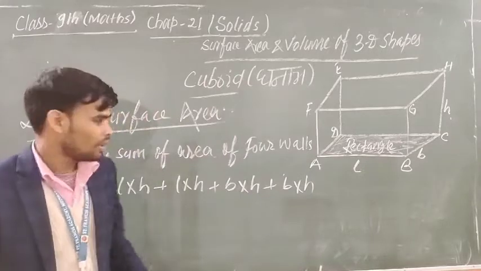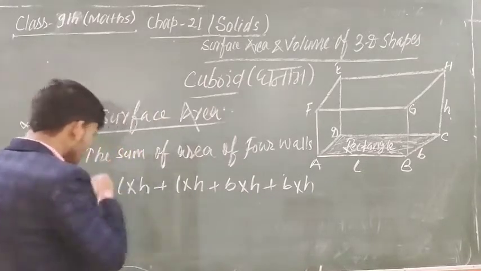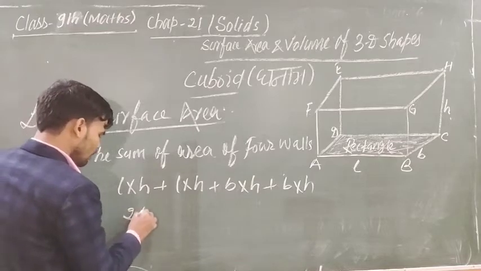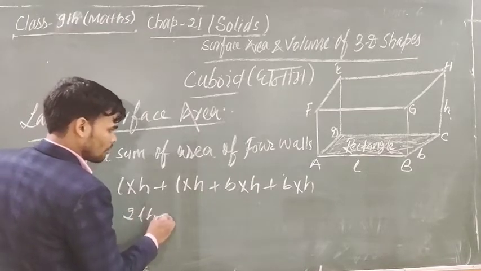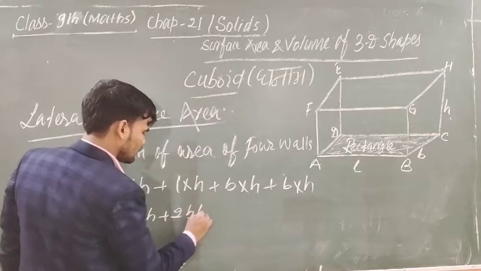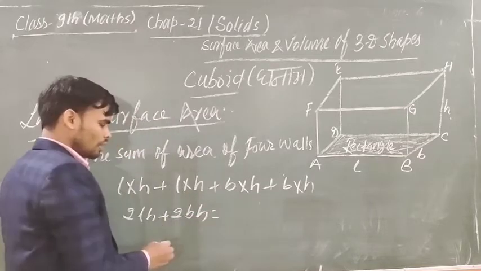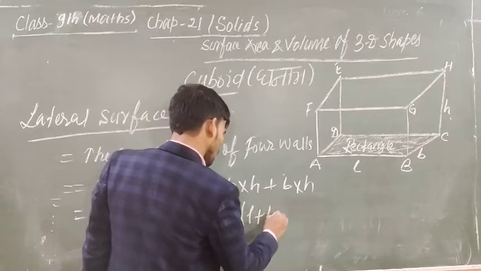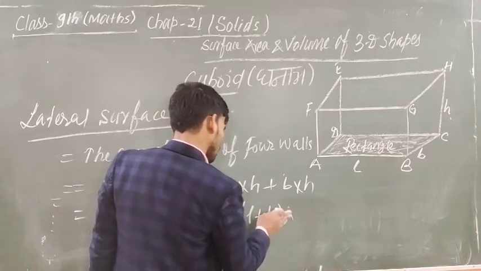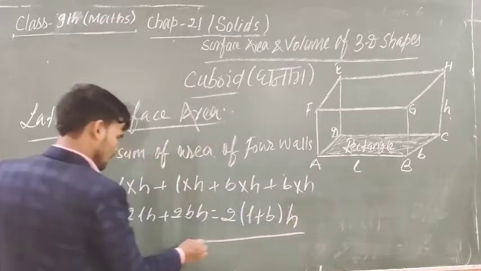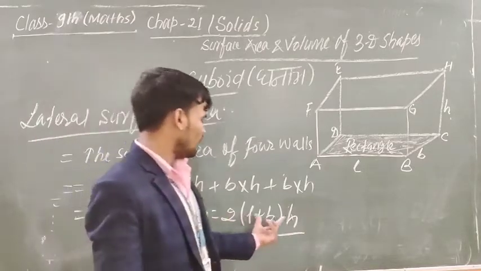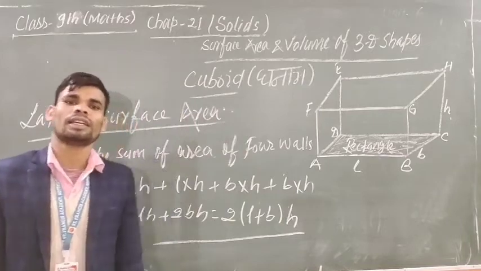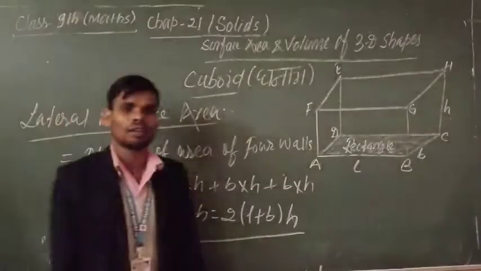Got it? After that you can get the proof. So it will be 2 LH plus 2 BH. From both the terms we can take 2H common, so 2 into (L plus B) into H. So this is 2 into (length plus breadth) into height. This is the formula for evaluating the area of 4 walls of a cuboid.